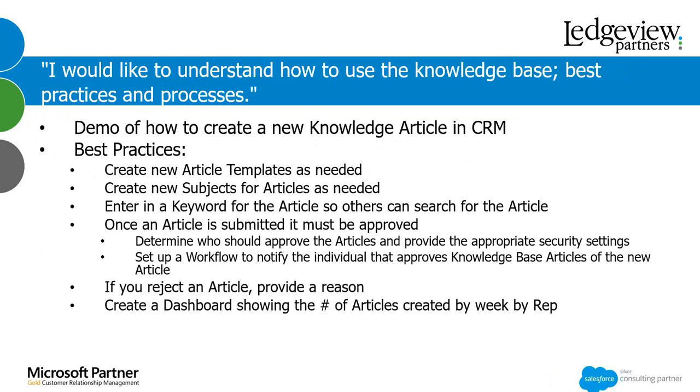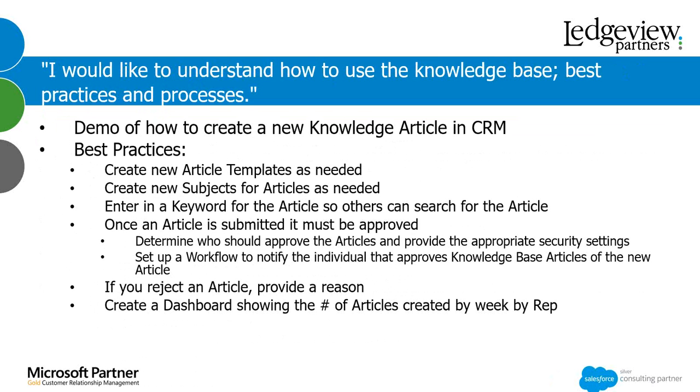I highly recommend this because, again, I'm a huge fan of workflows. I think they save so much time and energy and wasted work. And this can be done by alerting this person instead of them having to go and find any new ones that need to be published. If you ever reject an article, provide a reason. This will help the originator of the article to make adjustments so it can be approved. Finally, create a dashboard showing the number of articles created by week by rep. If you are doing a major push to get your reps to put in more knowledge articles, creating a dashboard to see who is and isn't creating articles will help you as a manager to grow your article base.